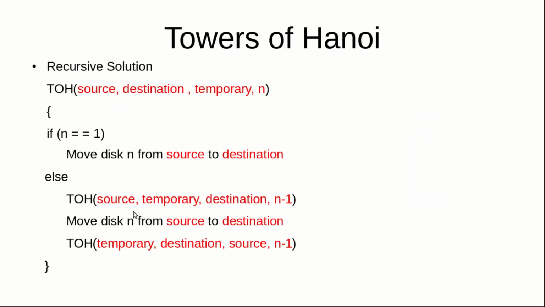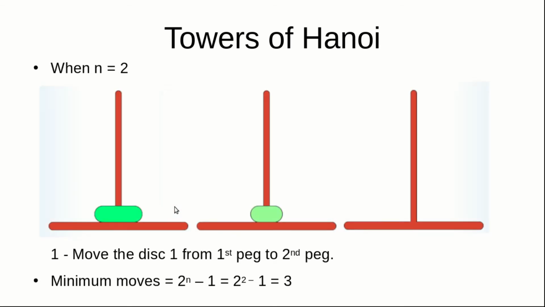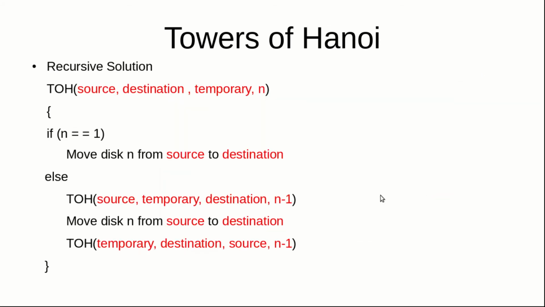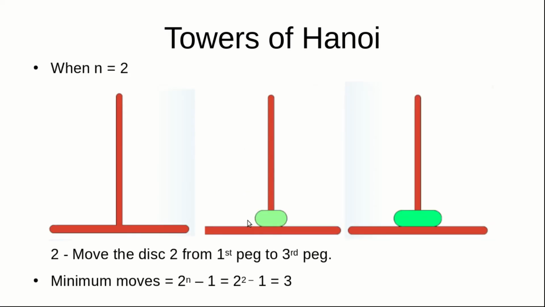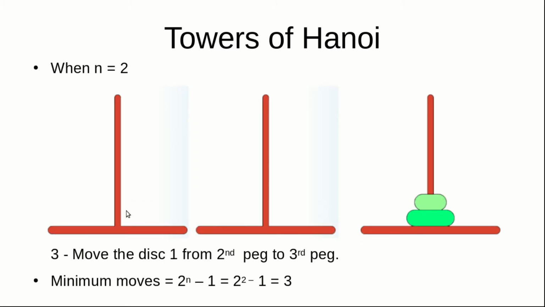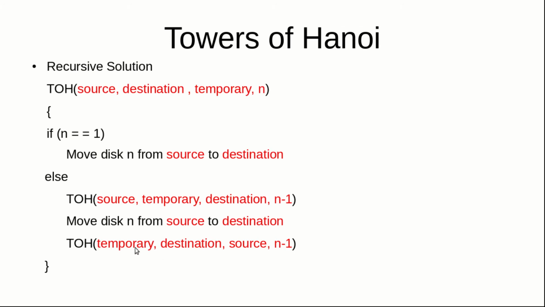After transferring the disk from source to temporary using destination, now my nth disk is free to move. So I can simply move this from source to destination. That is what I have written here: move disk n from source to destination. And at the very end, I can transfer the n minus 1 disks from temporary to destination using the source. So this is how we implement Towers of Hanoi.